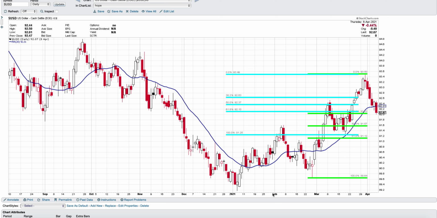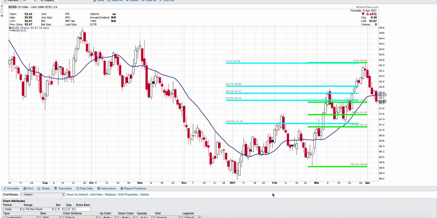This is a brief for the DXY, the dollar. I'm going to discuss the 4-hour time frame, the daily and the weekly, and I'm starting with my stock charts.